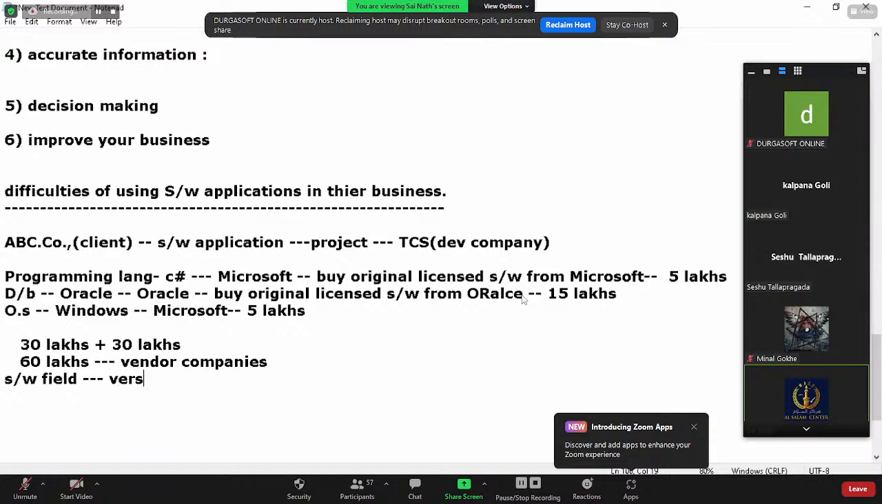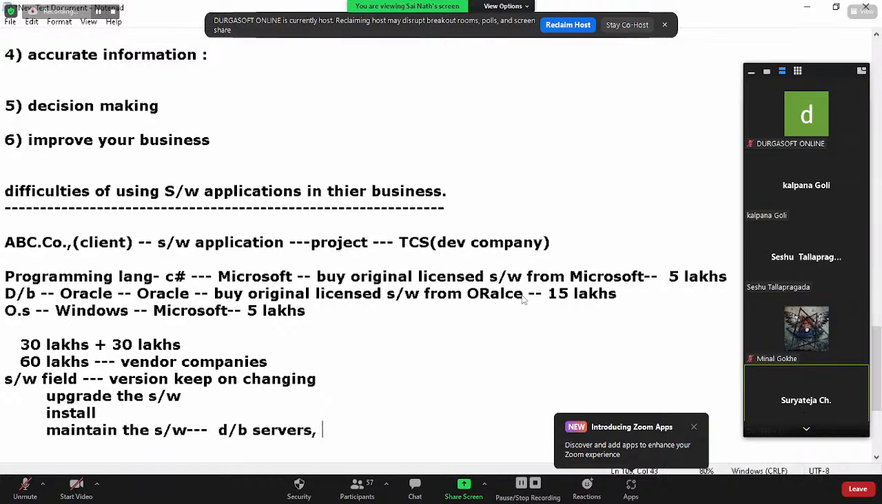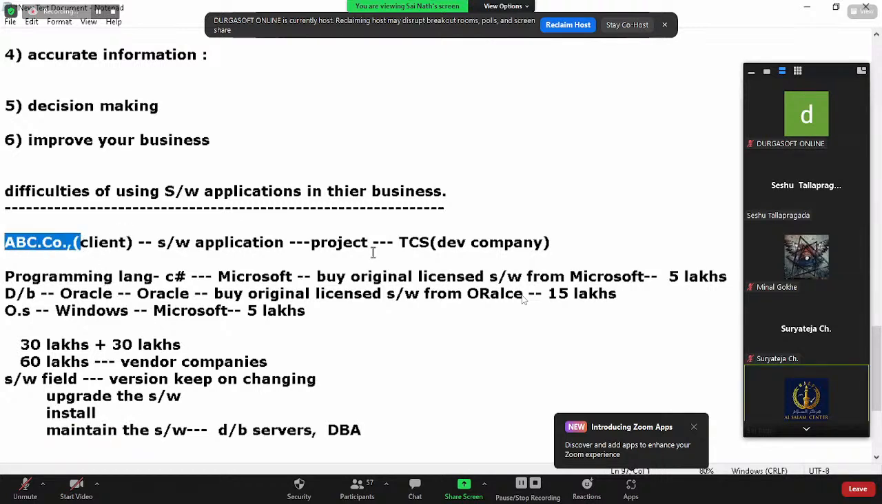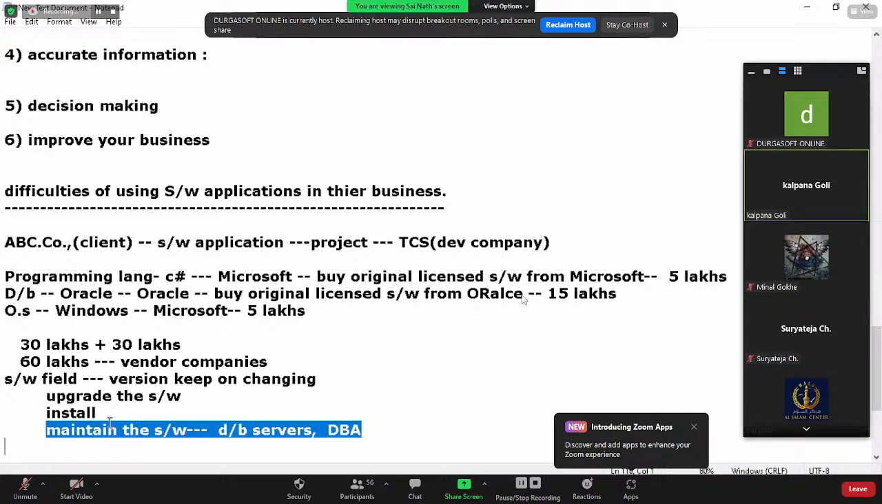In the software field, versions keep on changing or not? Yes. Whenever the version changes, they need to update the software or not? Yes. Whenever they update, again they have to install. And also they need to maintain the software. They have to maintain the database servers and bugs. To maintain the database servers, they need to hire DBAs. DBAs means database administrators. They need to pay salaries of lakhs of rupees. Now this comes under maintenance. So both the clients and development companies need to keep on upgrading the software, keep on installing the software, and keep on maintaining the software. Yes or no? Yes. So upgradation, installation, maintenance.